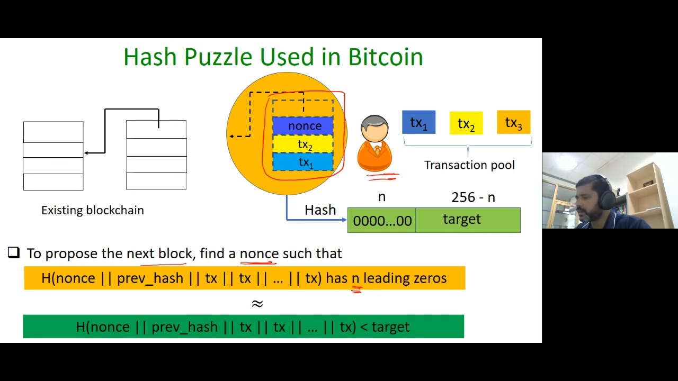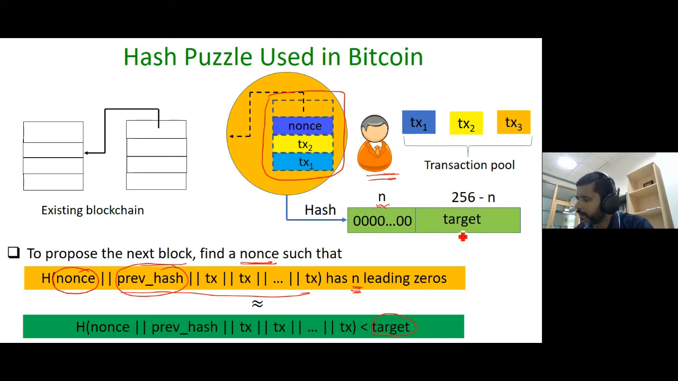Why does it determine your target set Y? Because if I want my solution to be a 256-bit string where the first n bits are 0, then it is equivalent to saying that I have to find a nonce such that if I hash the nonce along with all the transactions in my candidate block plus the hash pointer of the previous block, then it should be less than the target value.